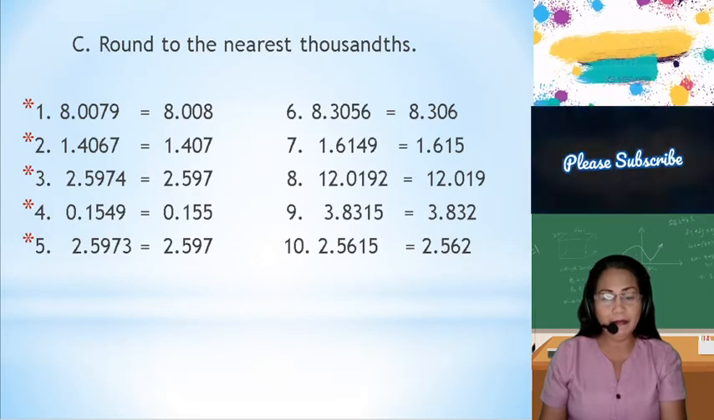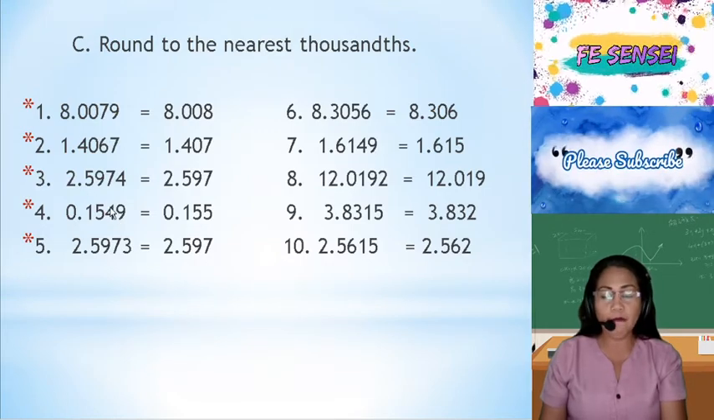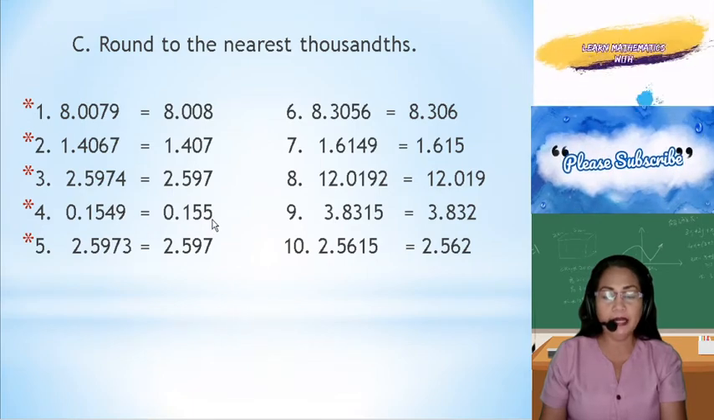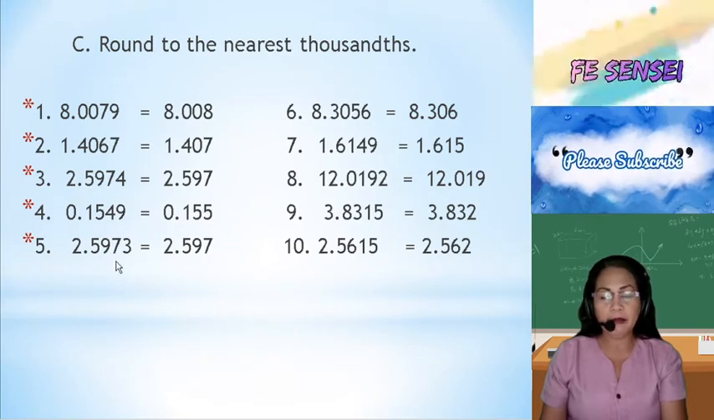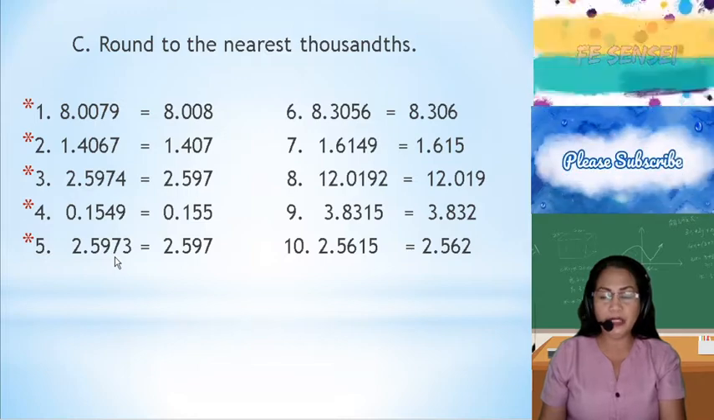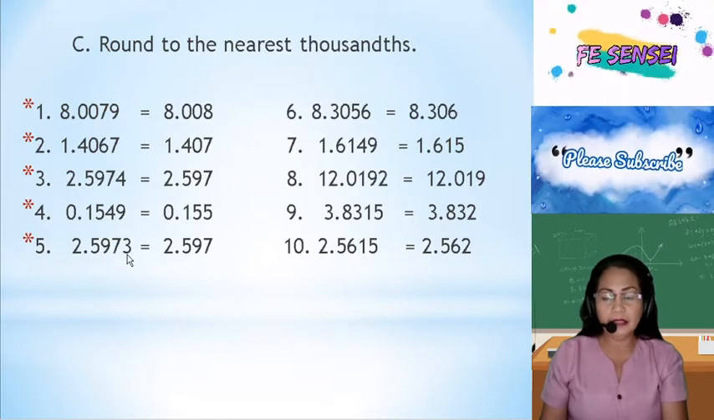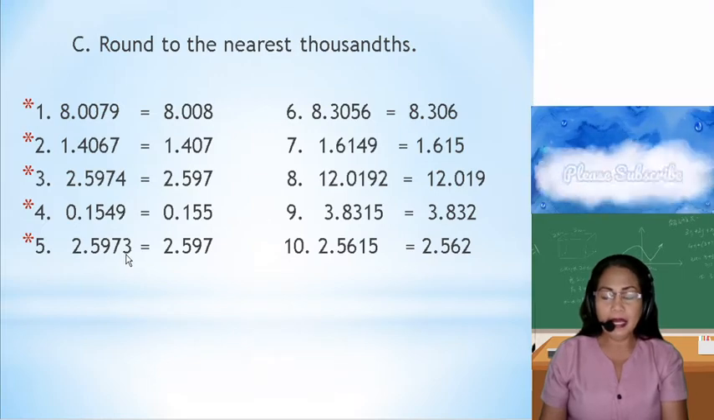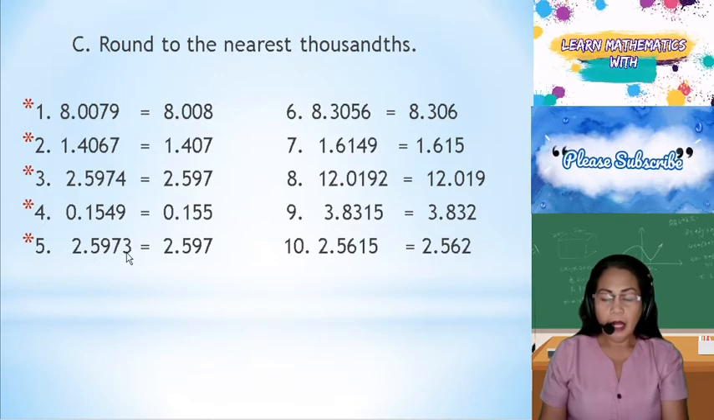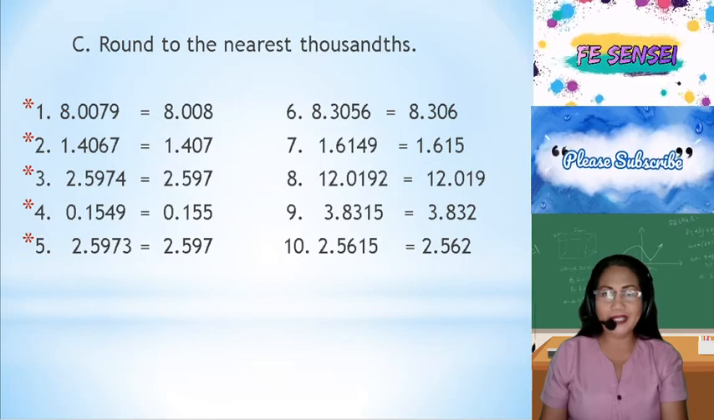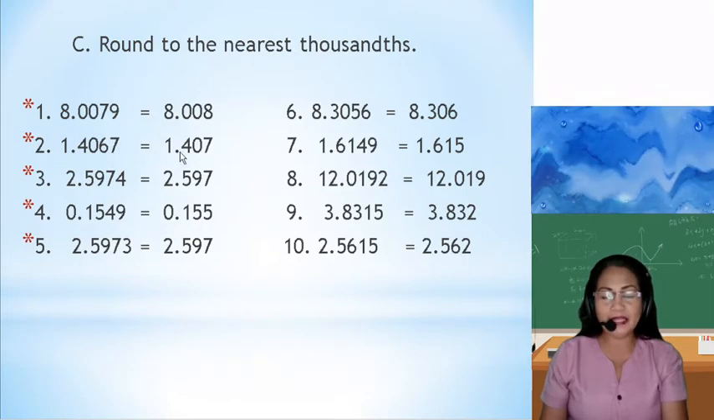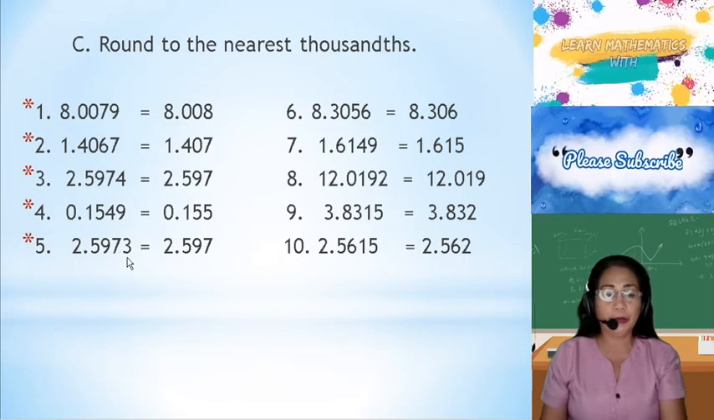More than 5, it's round up. So, 4 plus 1 equals 5 and drop 9. Number 5, the number to be rounded is 7. And the number to the right is 3. It's less than 5, therefore it's round down. So retain 7 and drop 3.